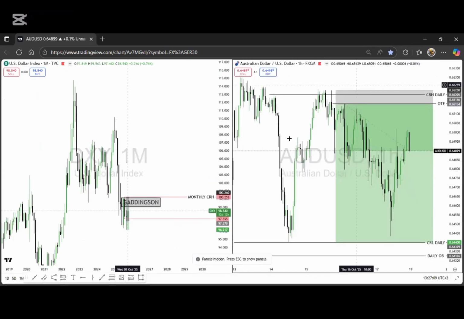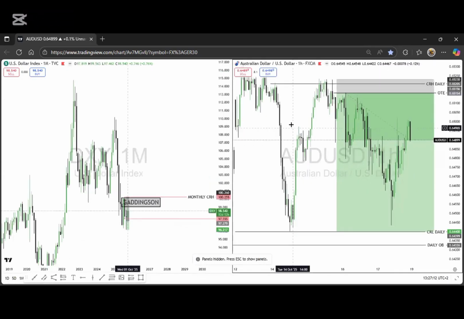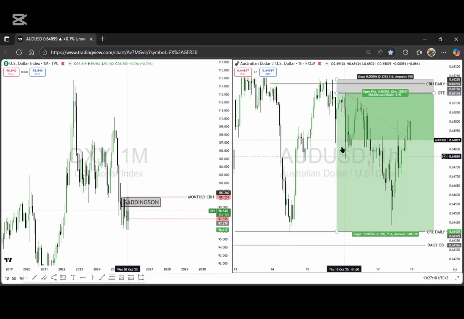That's my overview for the week. Bullish on DXY and bearish on whatever is the counter basis of DXY, which is AUD USD, Euro USD, and GBP USD.